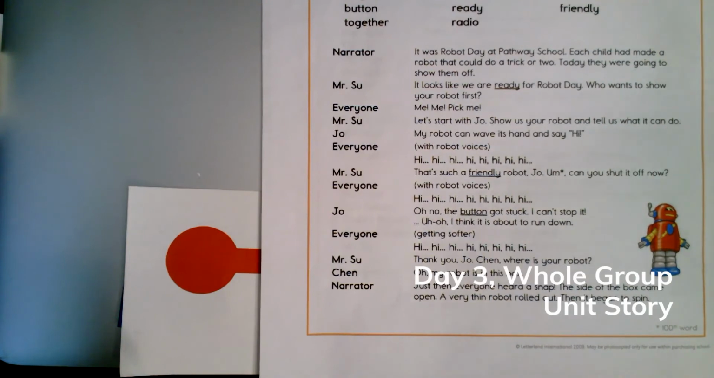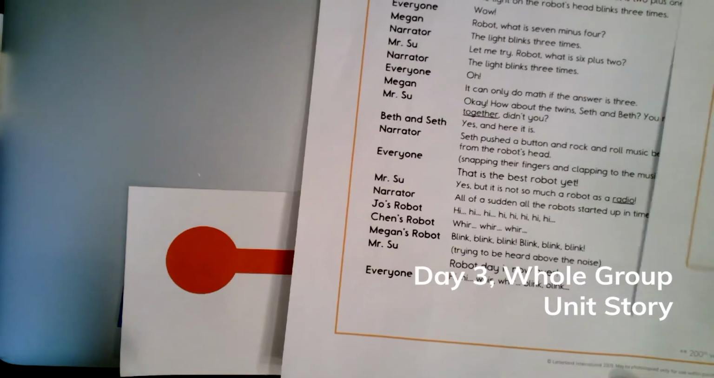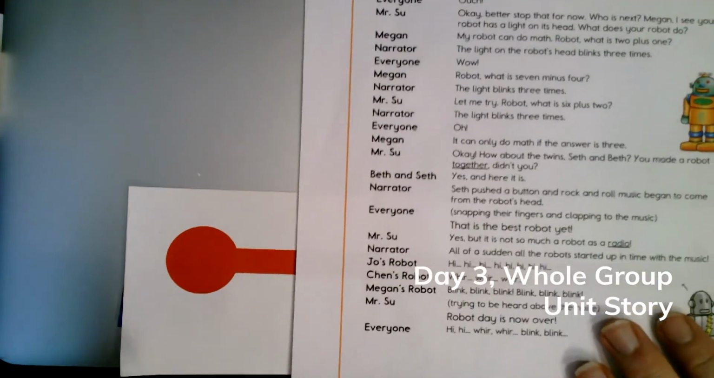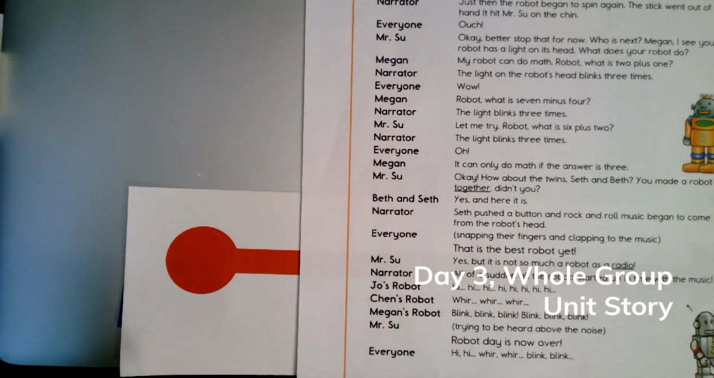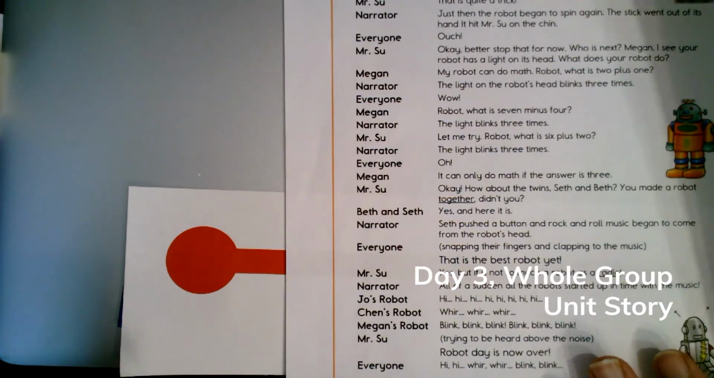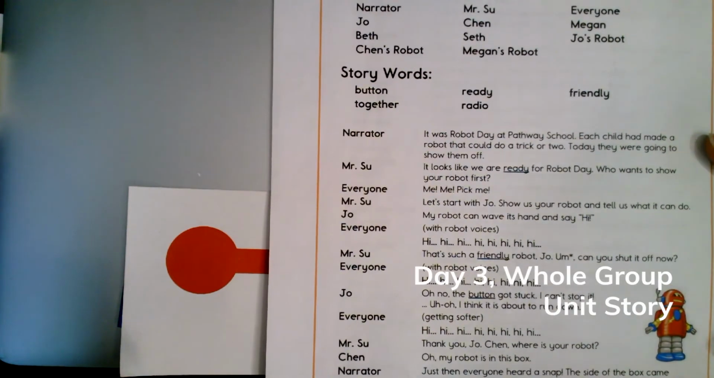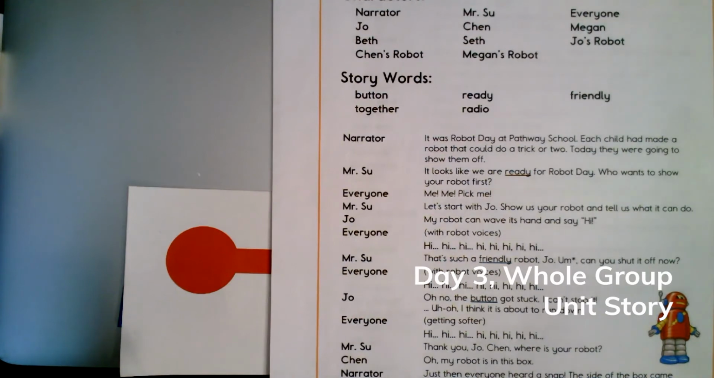So, when you're doing your independent work, I want you to read the rest of this play. I want you to read it and find out what happens with Chen's robot and also with Megan's robot. All right? And I want you to read it more than once so that you can become a little more automatic with it. And if you want to read it to one of your learning helpers, that's a great idea too. Okay.